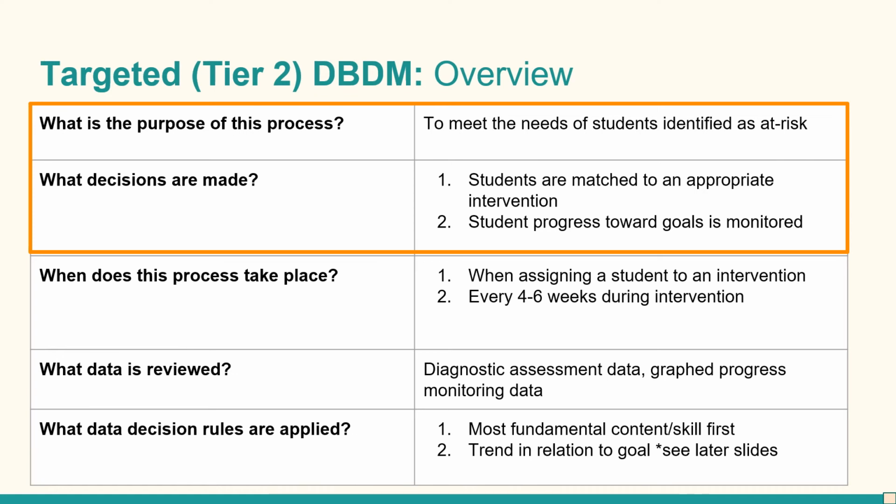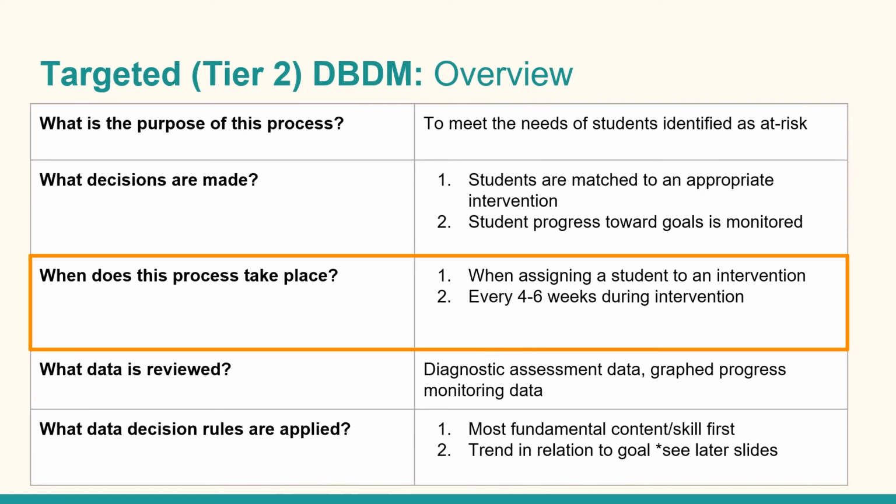To accomplish this, teams will match students to appropriate interventions based on diagnostic data and then review progress monitoring data to determine if the student is making progress toward their goal or if a change is needed to better meet their needs. This decision-making will happen when making initial intervention assignments and then every 4 to 6 weeks during the intervention to review the data.